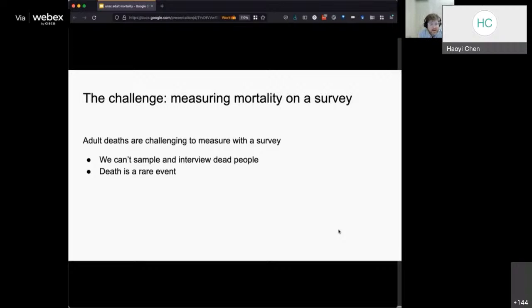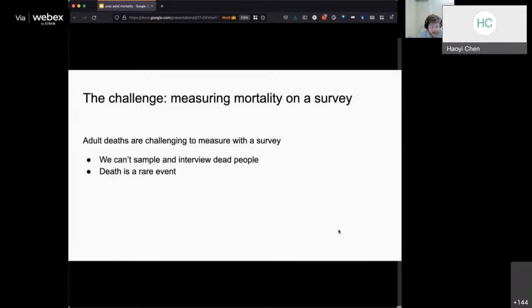The first one is that we're used to conducting surveys where we can sample people and ask them to tell us about themselves. We might ask whether or not they're married, how many children they have, that kind of thing. Obviously, in the case of deaths, we can't do that. We can't sample dead people and interview them. So that's a challenge. We have to find some way to learn about dead people from people who are still alive.